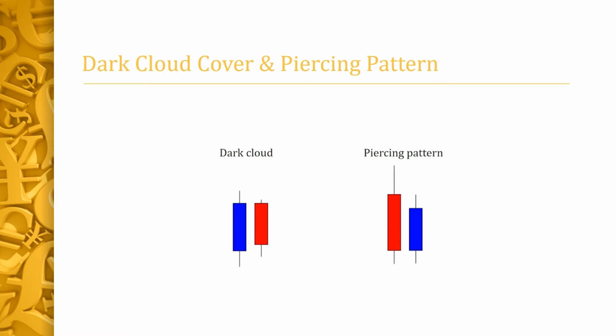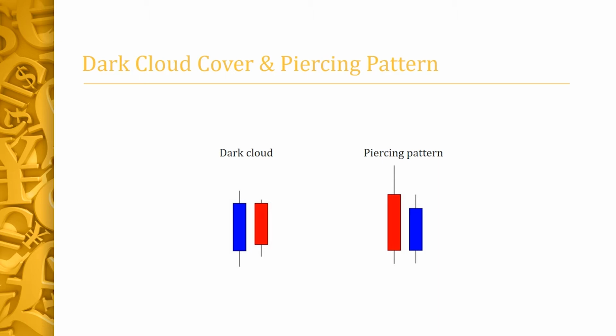So, the dark cloud covers and the piercing patterns. Those are what we call a dual candle pattern. That means they need two candles to form, and they are usually reversal top and bottom patterns. The best place to see those patterns, as with many other patterns, is of course the stock market. But because we're talking forex here, we're going to have to tweak those patterns a little bit, and I will show you what I mean in a minute.